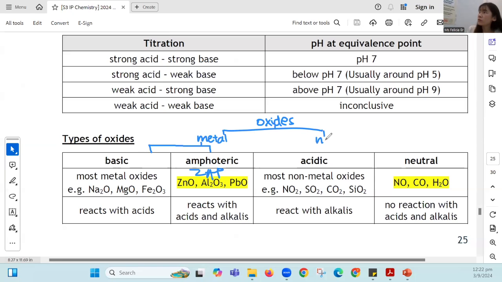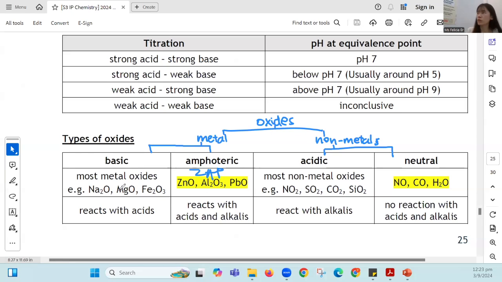Next, for non-metals, it would be either neutral or acidic. Same thing, you need to remember the neutral oxides, which are these 3. Then the rest, you put under acidic. So that's how you can remember: go by metal, non-metal, then remember 3 on each side. Remember the 3 metals and the 3 non-metals. Then the rest, you put under acidic or basic.